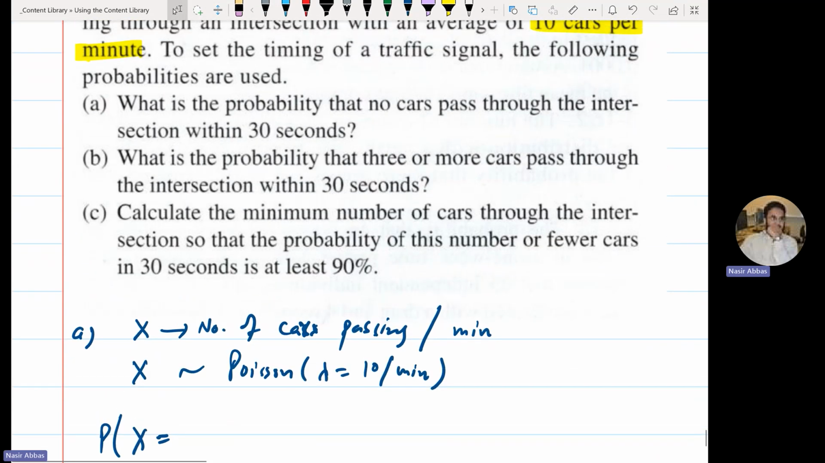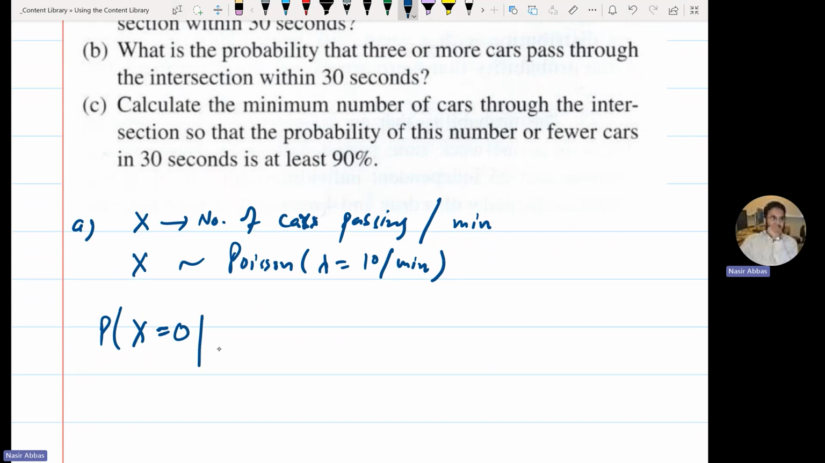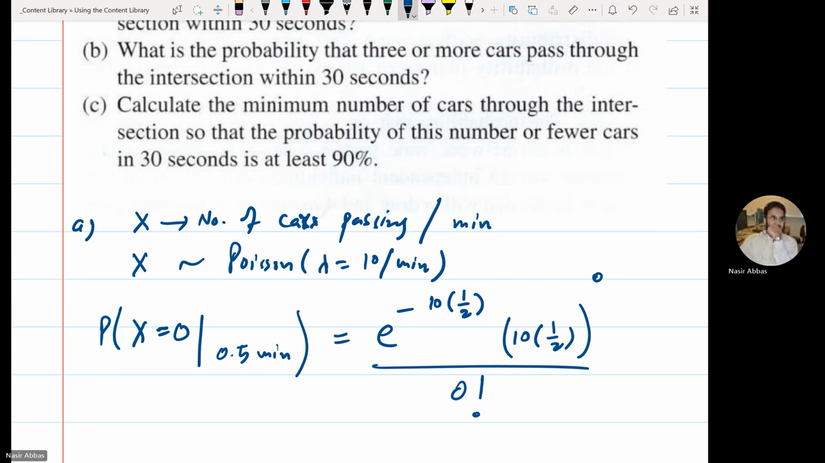The question says, part A, no car passes, so 0, but per 30 seconds is how many minutes? Half a minute. So this is e to the power minus lambda times t, times lambda t to the power 0 over 0 factorial. And this one gives me what? I don't know, but something. It will give me something.